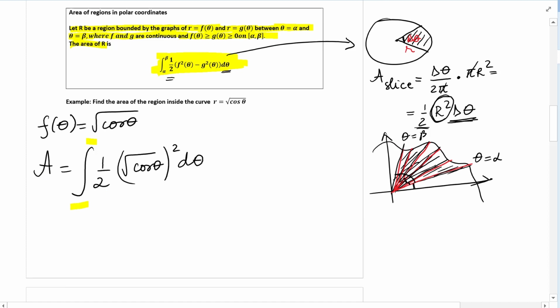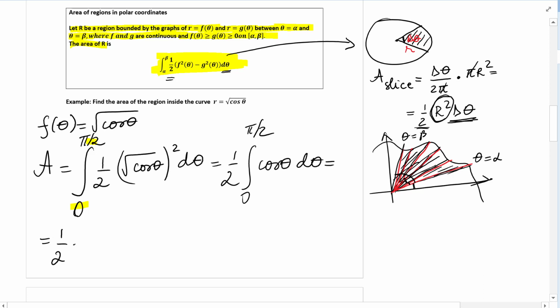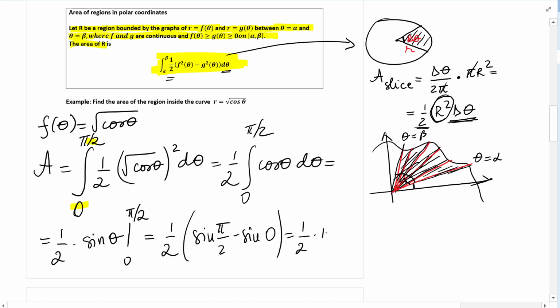So going back, I'm going to say integral from 0 to pi over 2, and that's going to give me 1/2 integral from 0 to pi over 2 of cosine theta d theta. The integral of cosine theta is sine theta, from 0 to pi over 2. That is equal to 1 over 2 times sine of pi over 2 minus sine of 0. So we get 1 over 2 times 1, which is 1/2.